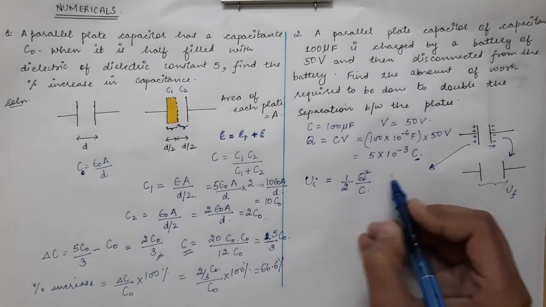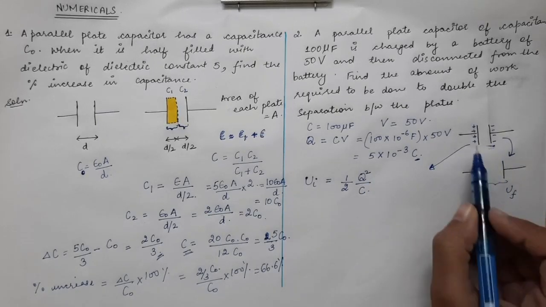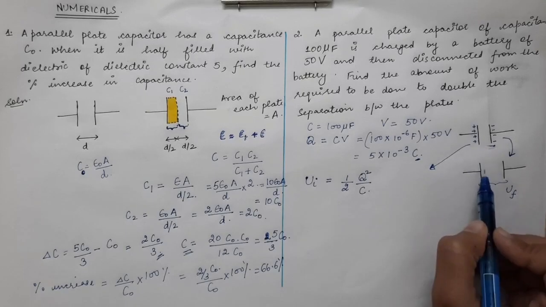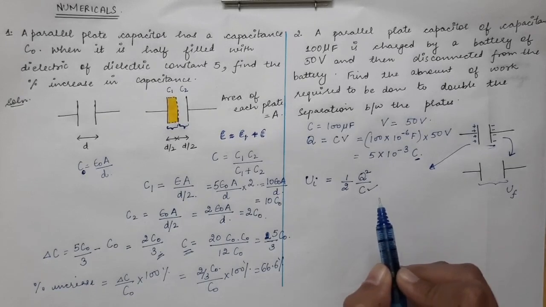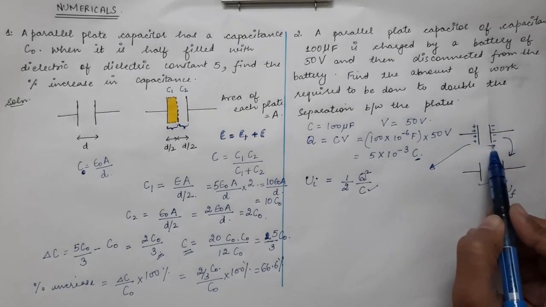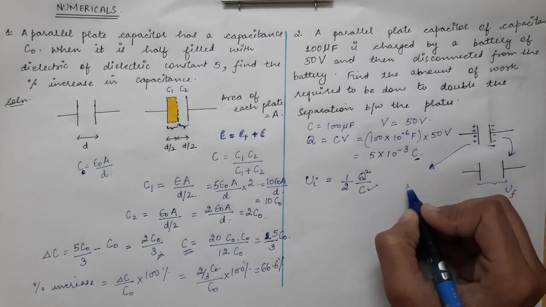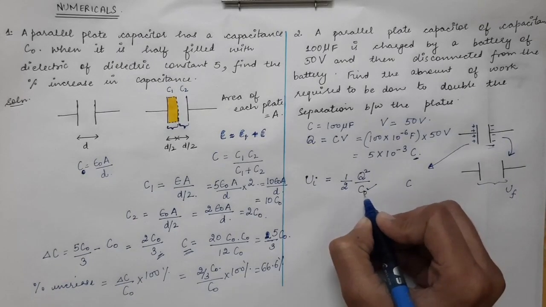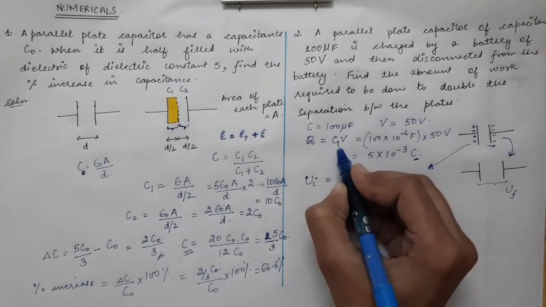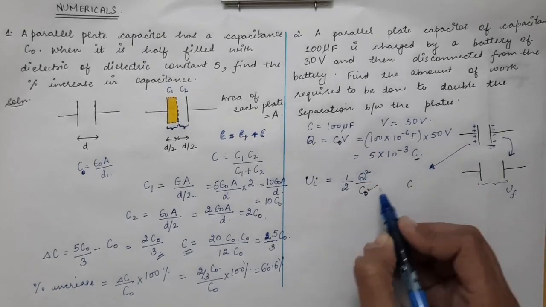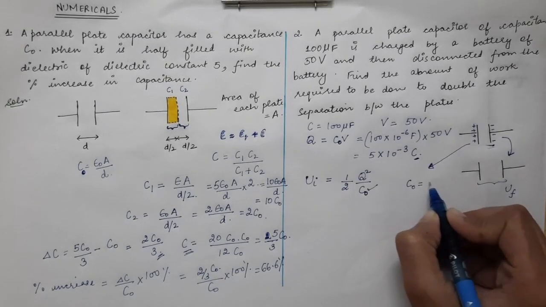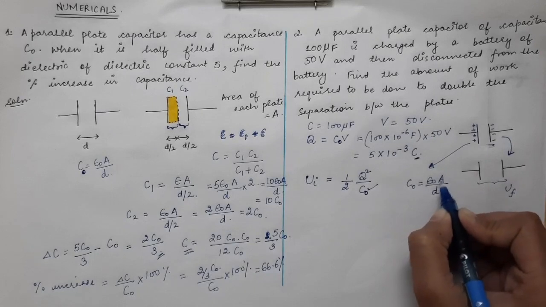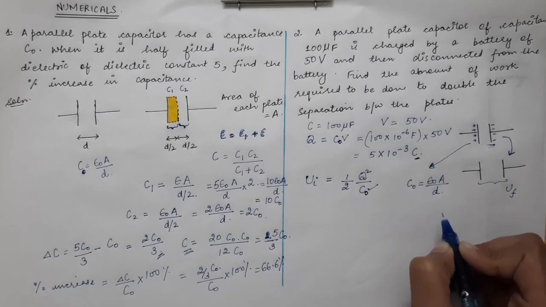Now charge on both the capacitors will remain the same. Charge on each plate of both the capacitors will remain the same, but what will be different? It will be the capacitance. So first, for the case of first capacitor, what will be the capacitance? Let's represent it by C0. So what will be C0? It will be equal to epsilon naught into capital A divided by small d. So let's say A is the area of each plate and d is the separation.